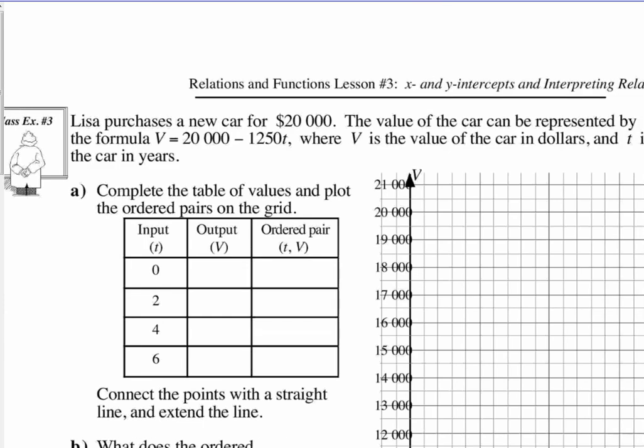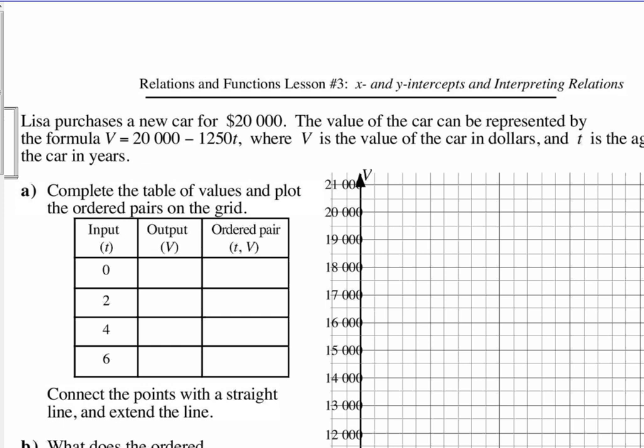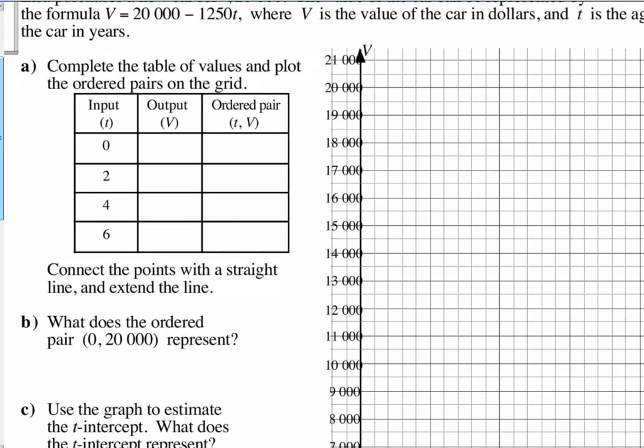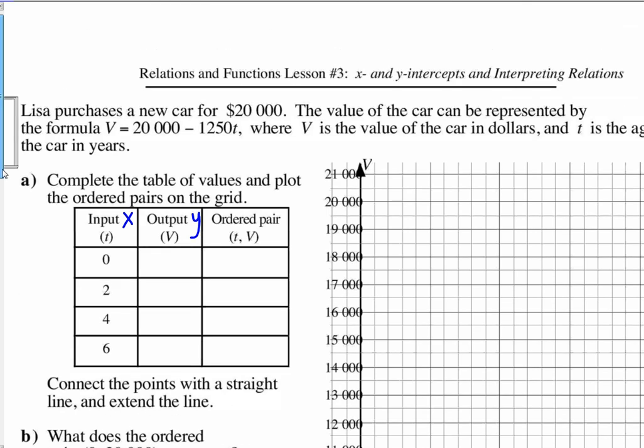Okay, let's do another graph question. Well, the nice thing is the numbers are already in there for you. Yay! Okay, if our input is our t, our x variable, and y is always the output, V is going to be the output. So we're talking about the value of a car. Lisa purchased a car for $20,000, steal of a deal. The value of the car can be represented by the formula. So as the years go on, what happens to the value of the vehicle? Goes up or down?